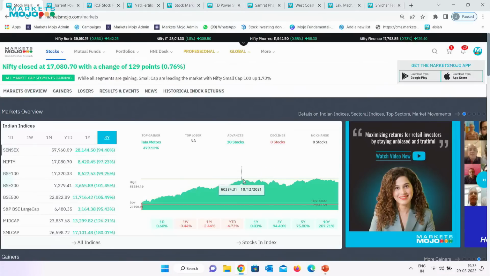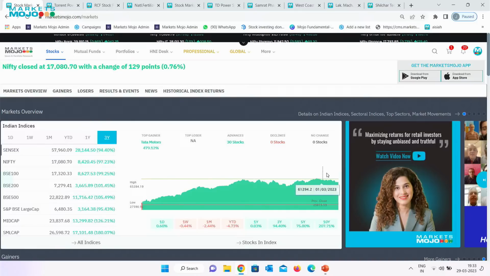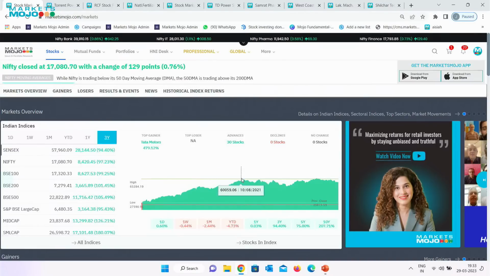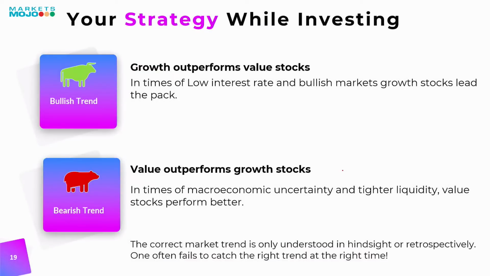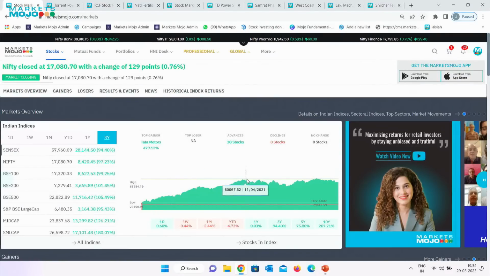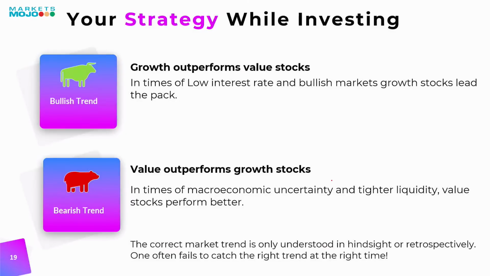Then you were over here, let's say 2021. You didn't know for the next 2 years the market would be trading in the same range. Okay, it's actually below that. I mean, who knew in 2021 we would be at the same place we are today? That's the problem here. The correct market trend is only understood in hindsight. Now that you're sitting here today, you will say, okay, it was bullish here. Oh, okay, it was sideways over here. But in reality, it's very difficult to predict.